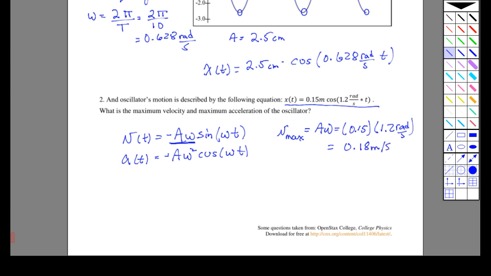So our maximum velocity, plugging those numbers in your calculator again, is 0.18 meters per second. And our max acceleration is given by A omega squared. So this is 0.15 times 1.2 squared, and we should get 0.216 meters per second squared.